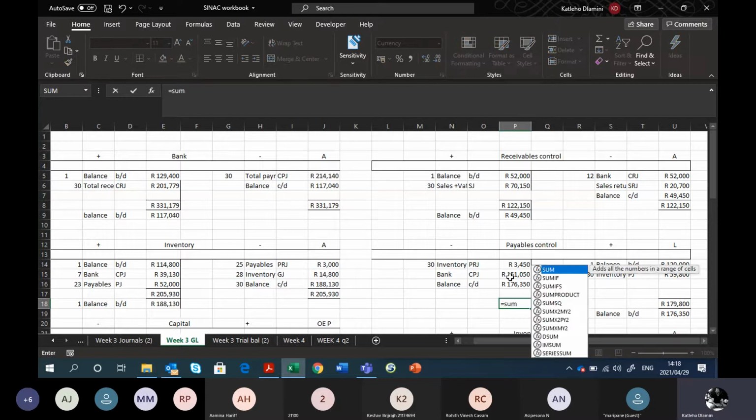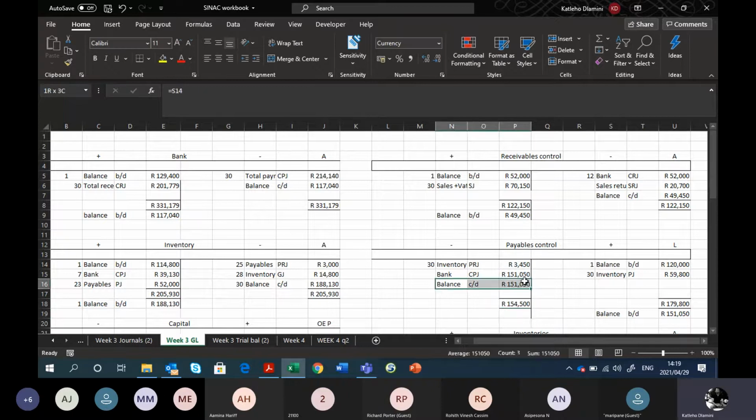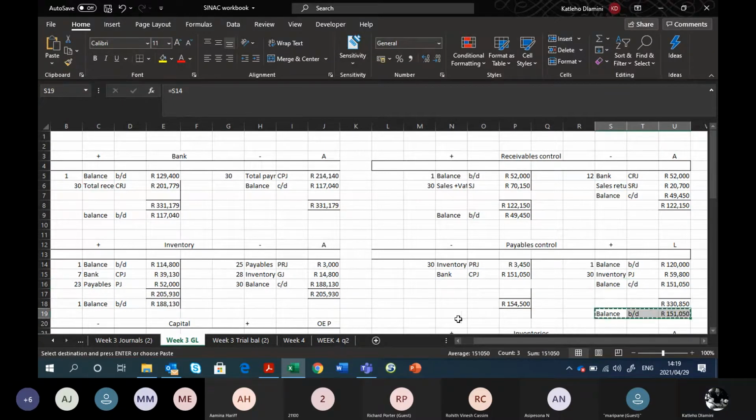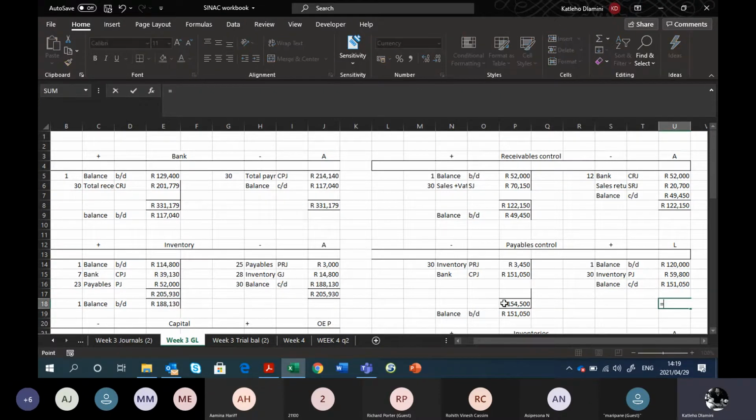The sum of this, paste it here. Then that will be equal to this one. And then this will be 154 minus these two amounts. Usually 34,000. Lovely. Okay.